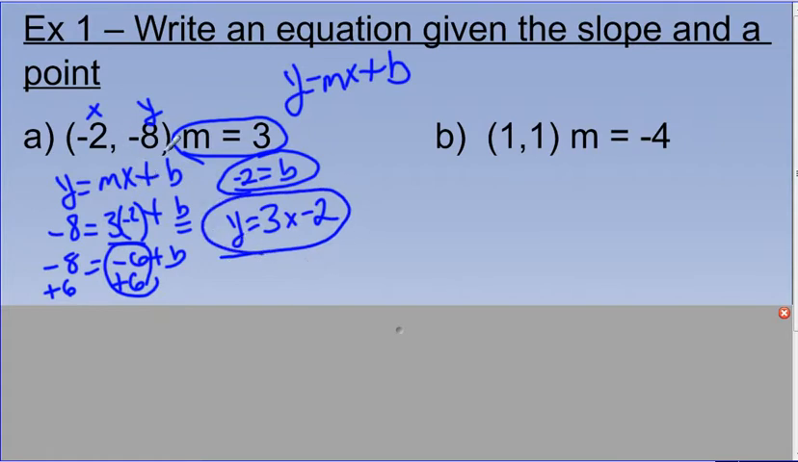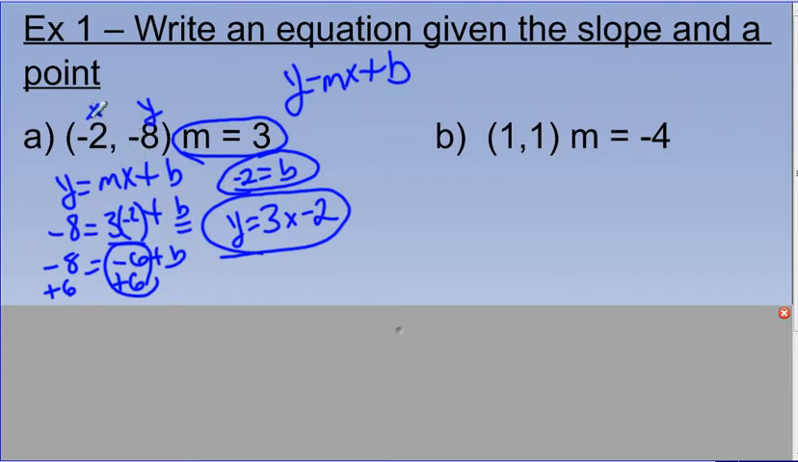So all we did is we plugged in the slope for the slope, an x value for x, the y value for y. We were left with one variable left over. We then solved for that variable, got it by itself, and we found out that the b is negative 2, and then all we did is plug in our information into slope-intercept form, and we're done. That is the main part of this lesson.